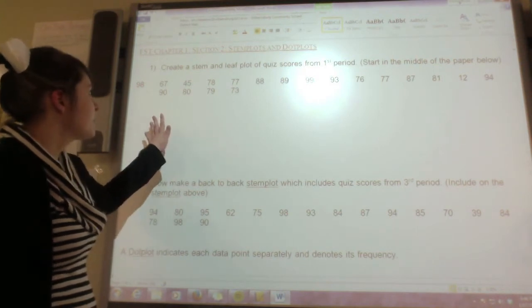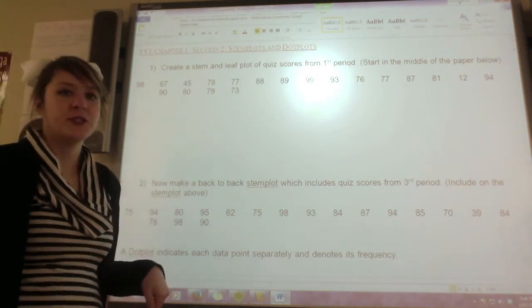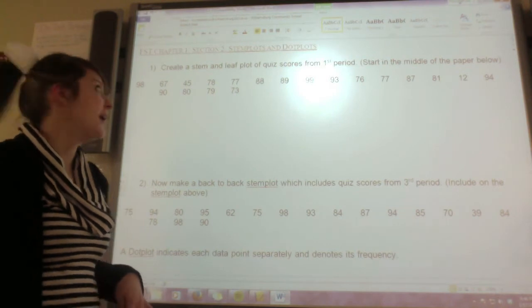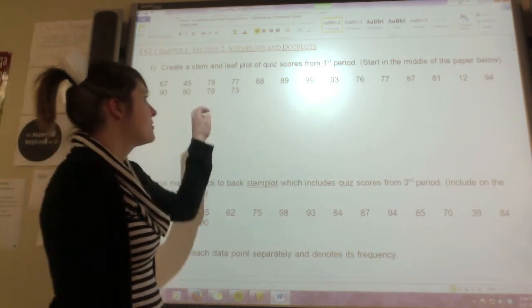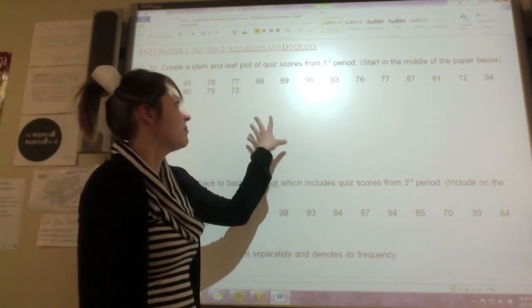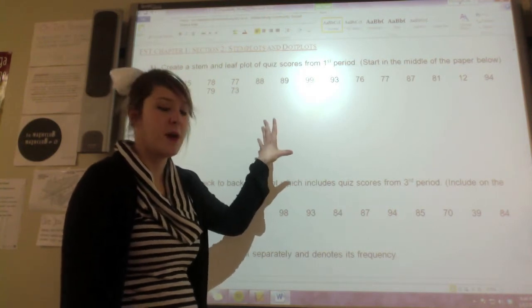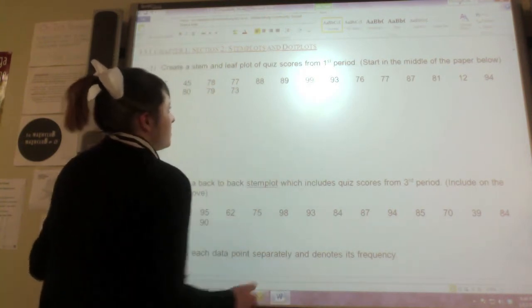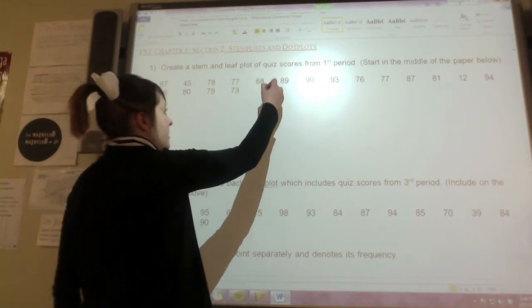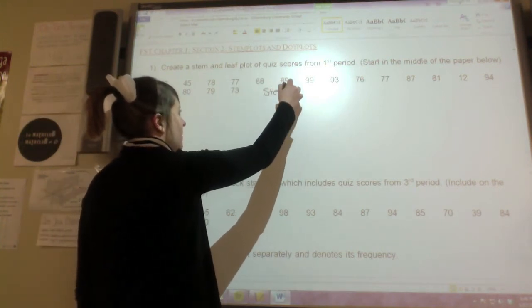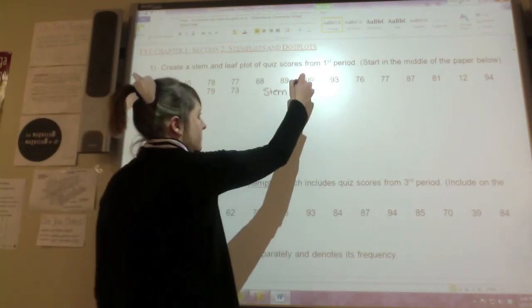So the first thing we're going to do is create a stem and leaf plot, which if I shorten that, it's a stem plot. So stem and leaf plot of the quiz scores from first period. I want to start in the middle of the paper below because I'm going to do a back-to-back stem plot eventually. So when you're going to create the stem plot, you have your stem and you have your leaves.